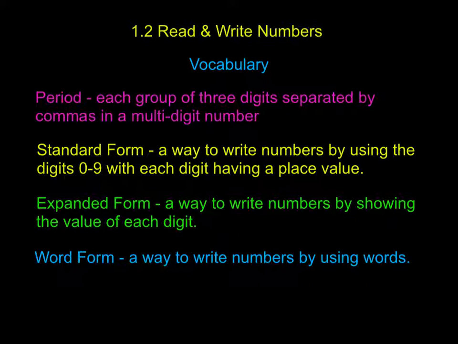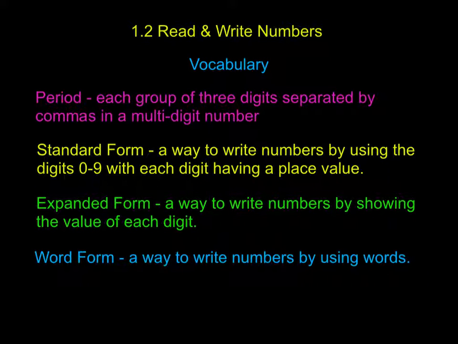Today we're going to talk about reading and writing numbers. So the first thing we have to do is go over some vocabulary. The first thing we're going to talk about is a period. A period in math, or in place value, is each group of 3 digits separated by a comma in a multi-digit number. Standard form is a way to write the numbers by using the digits 0 through 9, with each digit having a place value.